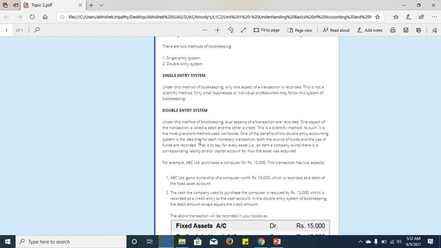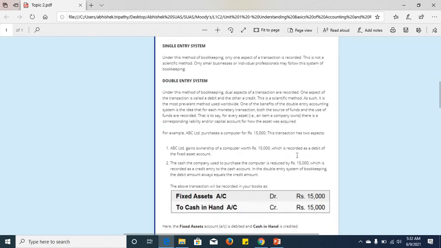Now, double entry system consists of dual aspects of transactions being recorded. So it is more scientific. One aspect of a transaction is called debit, and the other is called credit. This is a scientific method. As such, it is the most prevalent method used worldwide. One of the benefits of the double entry accounting system is that for each monetary transaction, both the source of the fund and the use of the fund are recorded. That is to say, for every asset, that is an item a company owns, there is a corresponding liability and or capital account for how the asset was acquired.